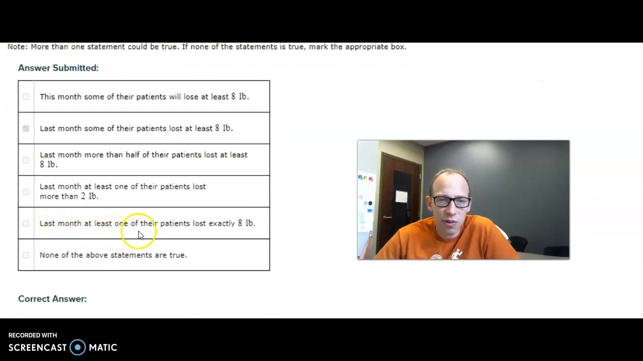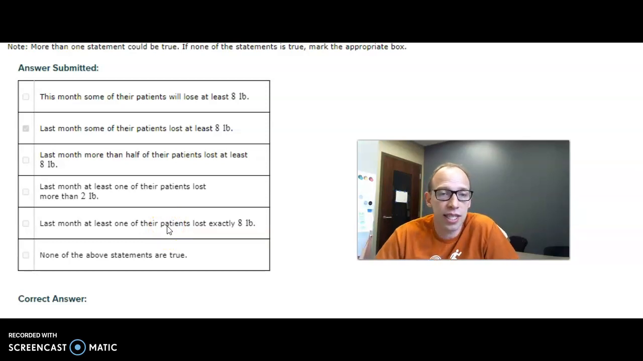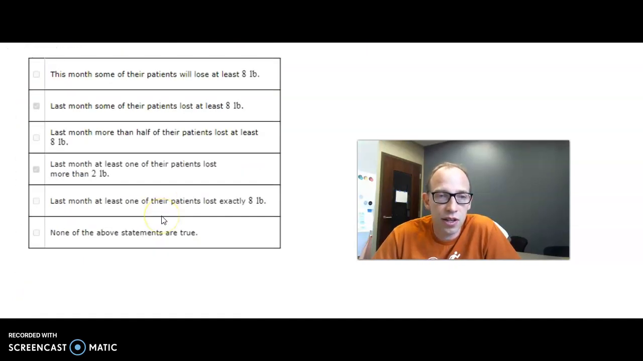And last month, at least one of their patients lost exactly eight. Not necessarily. Maybe they only had two patients. One lost seven, one lost nine. In that case, the average is eight, but no one lost exactly eight. And we've already seen a couple of these that are actually true. So some of their patients lost at least eight. Remember, in mathematics, some is at least one, and at least one lost more than 2 pounds. Both of those must be true.